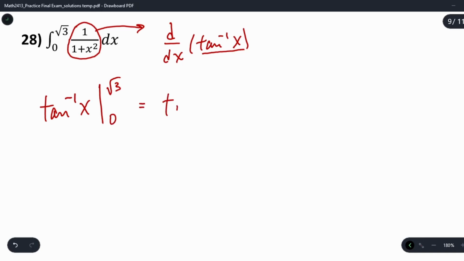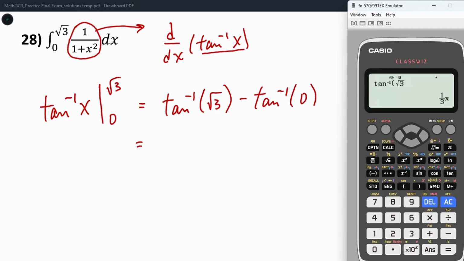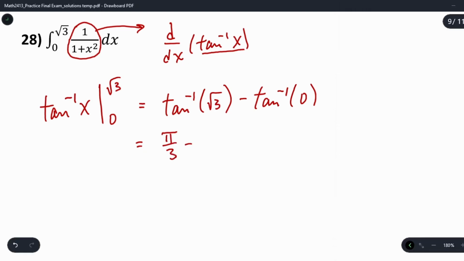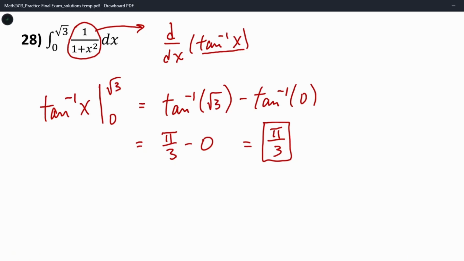So that's going to give us the inverse tangent of the square root of 3 minus the inverse tangent of 0. And the inverse tangent of square root of 3 is pi over 3. Minus the inverse tangent of 0, which is 0. And that's going to give us a final answer of pi over 3. And that's going to do it for this particular problem.